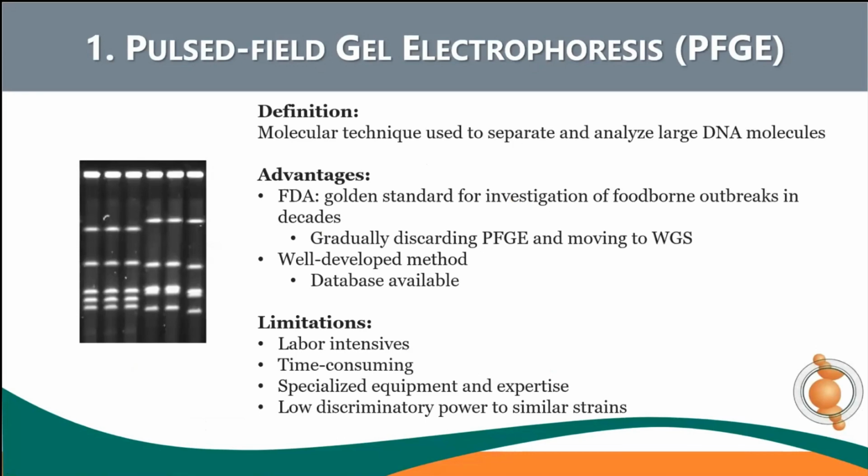By definition, PFGE is a molecular technique to separate and analyze large DNA molecules. Since the 1990s, it has been used by FDA as a gold standard to investigate foodborne pathogen outbreaks. But this method is very labor-intensive and time-consuming, and sometimes it lacks discriminatory power for similar strains. In recent years, FDA has been using whole genome sequencing to investigate outbreaks instead of PFGE. In the food industry, there are still some food processing plants using this method to track pathogens.